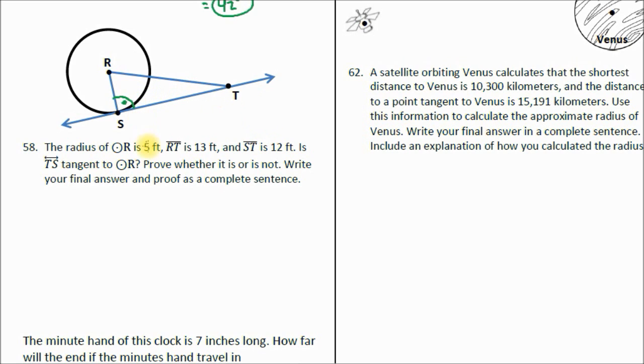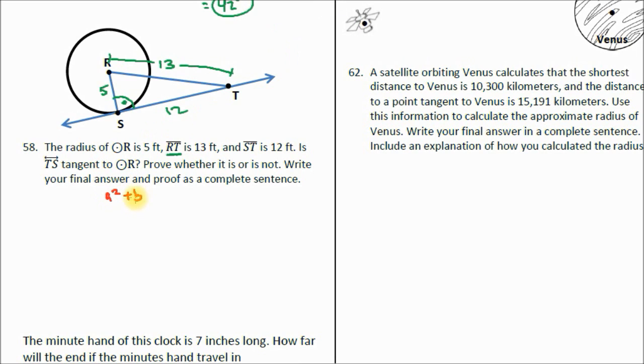So let's use Pythagorean theorem. The radius is 5 feet. And now I know we're tempted to label this section as 5 feet as well, but they told us the whole length of RT. The whole length of RT is 13, so I know the hypotenuse, or the supposed hypotenuse of this triangle, and ST is 12. So we're going to use Pythagorean theorem.